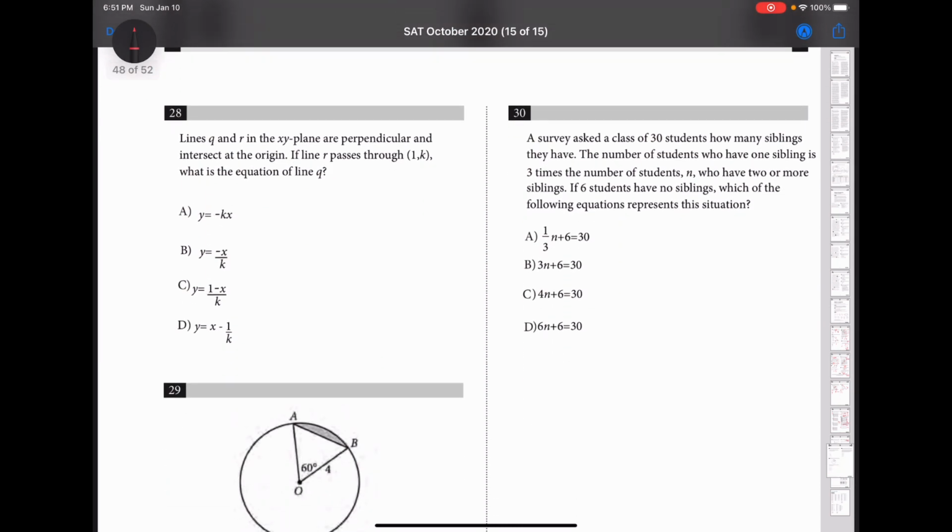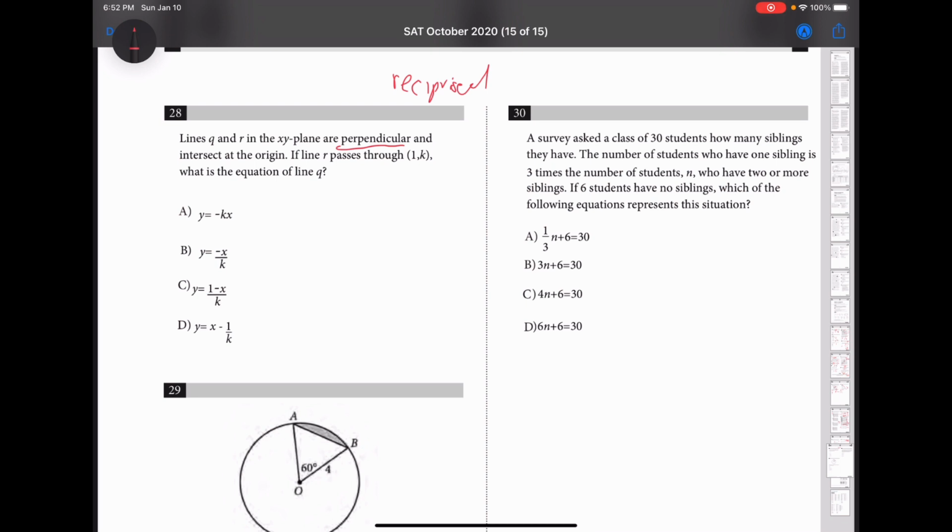28. Lines Q and R in the xy plane are perpendicular and they intersect at the origin. If line R passes through 1 comma K, what is the equation of line Q? Okay, so we have two lines that are perpendicular to each other. So that means that the slopes have to be reciprocals. Reciprocals, okay? So let's see.